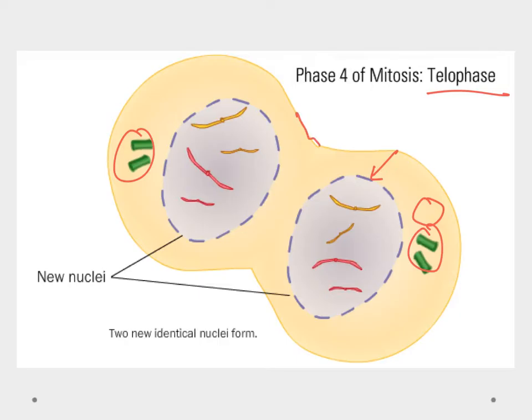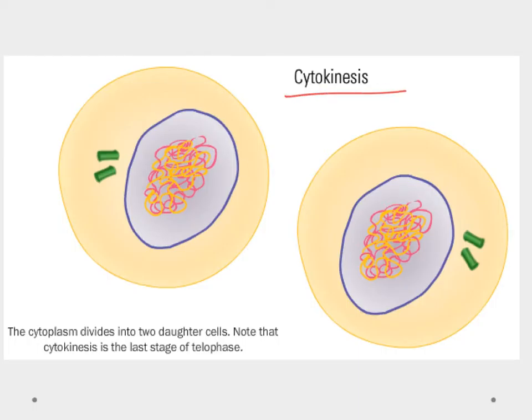You'll also notice that this cleavage furrow, this division, is starting to get a little bit more pronounced here, and that'll take us to our last and final phase, the M phase. Okay, the last stage is cytokinesis, and cytokinesis is when the cytoplasm splits and we form our two daughter cells.